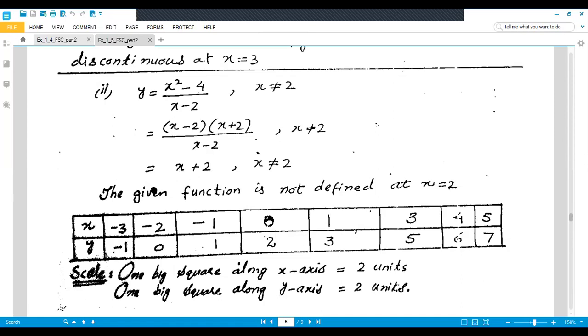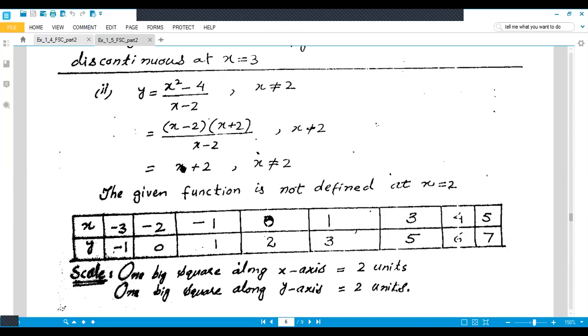So it means that the given function is not defined at x is equal to 2. It's given that x is not equal to 2, so it's not defined at x is equal to 2. Only this value you will not take. For the rest, any value you can take for the graph. So minus 3, minus 2, minus 1, 0, 1, 3, 4, 5. 2 we will not take because it's already given that the function is not defined for this.